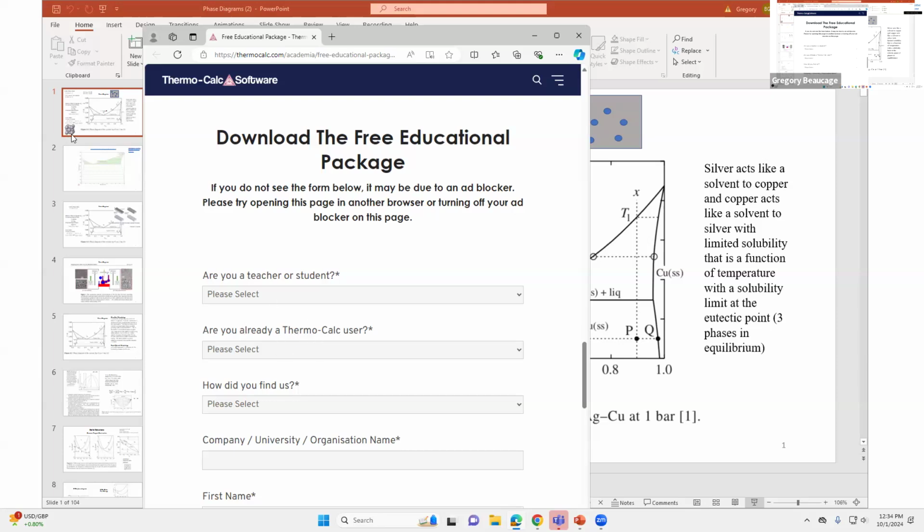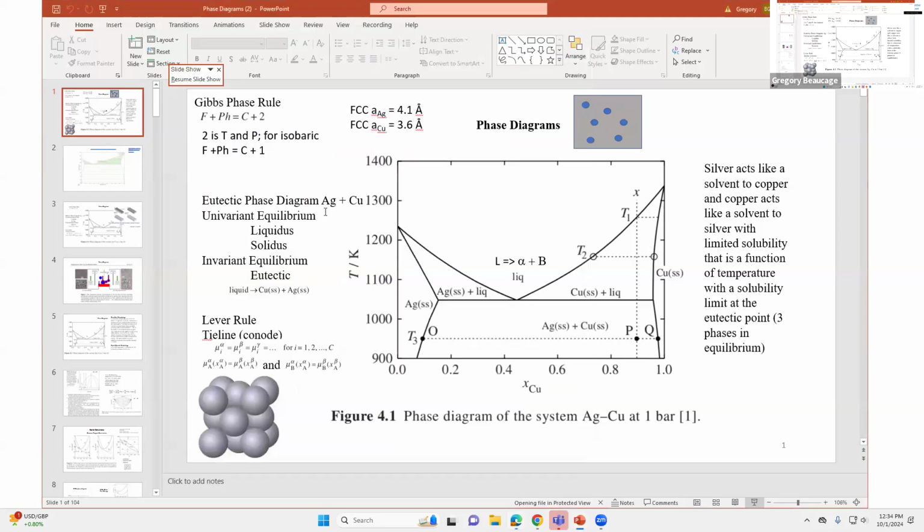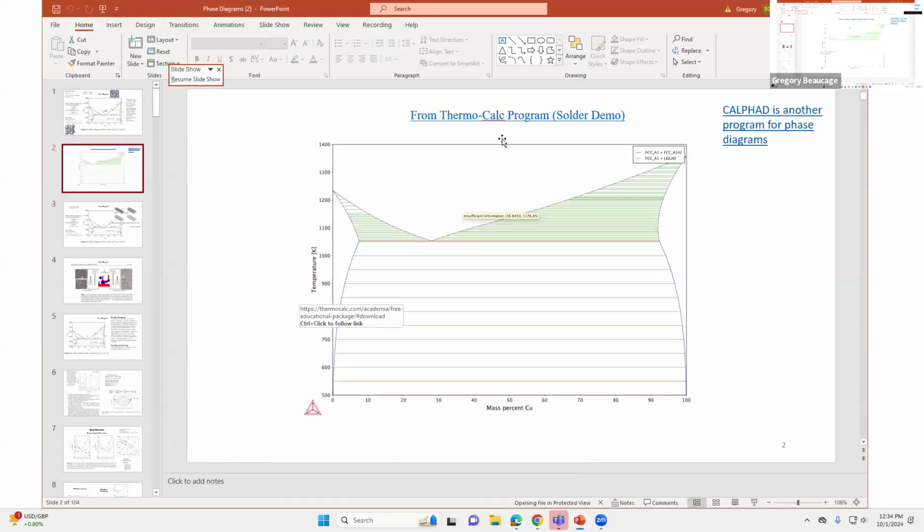And then you can do things like this standard one, like solder. It's a copper and lead mixture, I guess, and then it ends up being eutectic. You can put in the temperature range you want to look at, and the composition range. This is a fairly simple phase diagram.